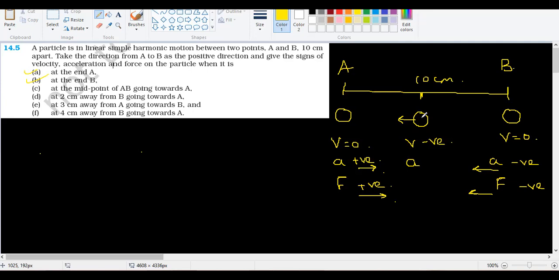What will be the displacement here? Midpoint means X is equal to 0. Do you agree? This side is positive, this side is negative. So acceleration will be minus omega squared x, which means acceleration at this point will be 0. In the midpoint, force will also be 0.